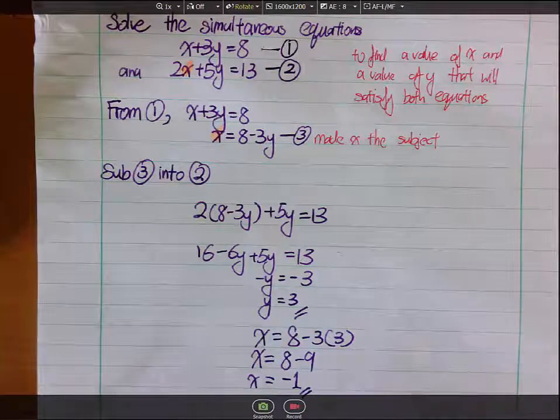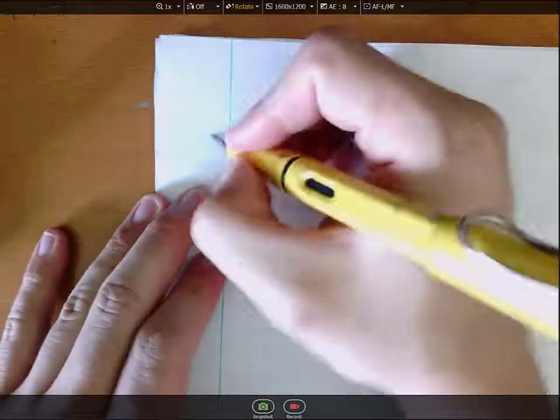Okay, let me give you another 2 more examples on solving simultaneous equations. Alright, now example 2.